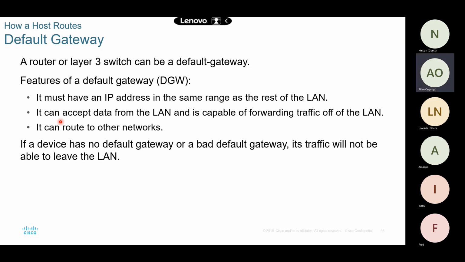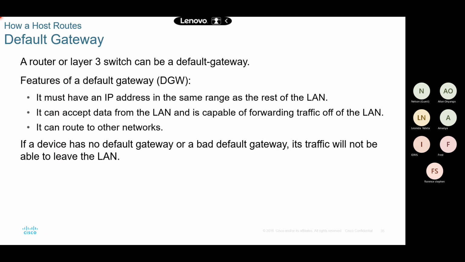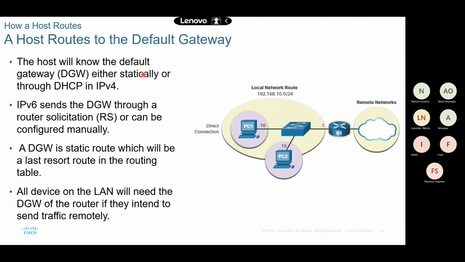And we have said a default gateway is either a router or a layer 3 switch. Now, look at this. If a device has no default gateway, or it has an incorrect or bad default gateway, then it means the traffic will never leave the LAN. That means you'll never browse the internet. Okay?